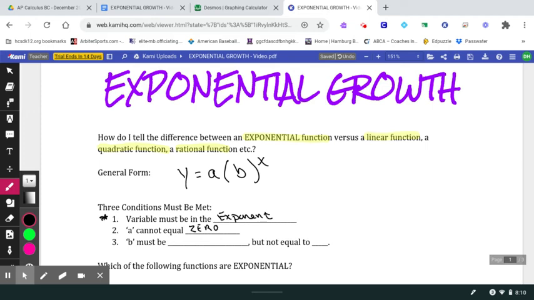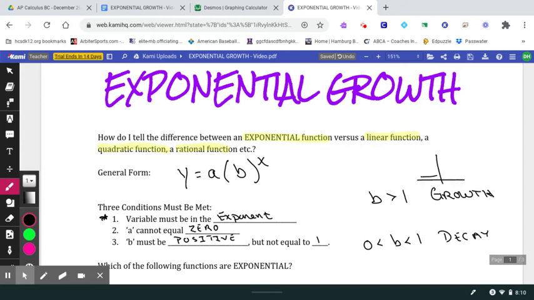And then that b value must be positive, with one exception: it cannot equal 1. So what we're going to see here today is all of our b's are going to be greater than 1, and that creates this growth model we're looking at. Tomorrow the b's are still going to be positive, but they're going to fall between 0 and 1, and that's what's going to create the decaying model. Growth means the graph is going to increase at an increasing rate. Decay means it's going to decrease at a decreasing rate. So those are the two functions we're looking at.